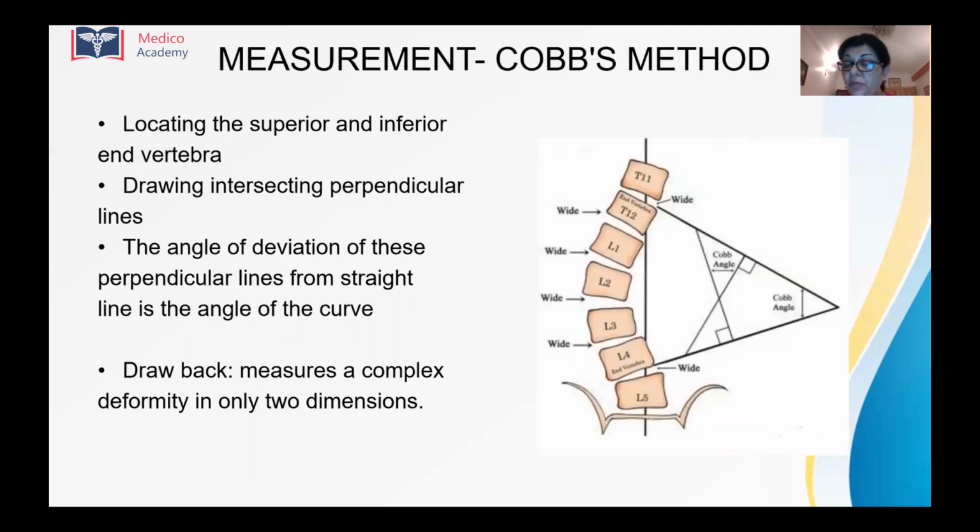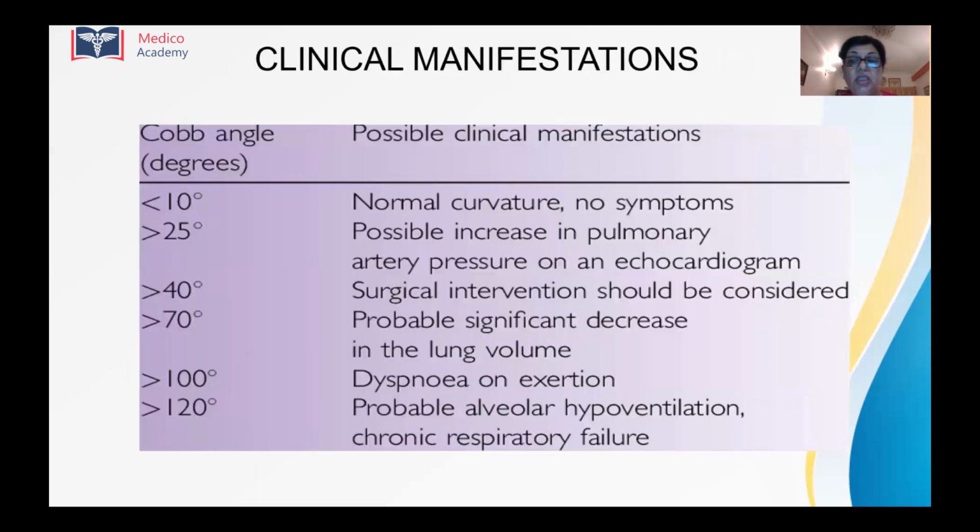Surgery is done when the Cobb's angle is more than 50 degrees in the thoracic spine and 40 degrees in the lumbar spine. The clinical manifestations: when it is less than 10 degrees, there is normal curvature, so no symptoms occur. Less than 25 degrees, possible increase in pulmonary artery pressure on an echocardiogram. More than 40 degrees, a surgical intervention should be considered.